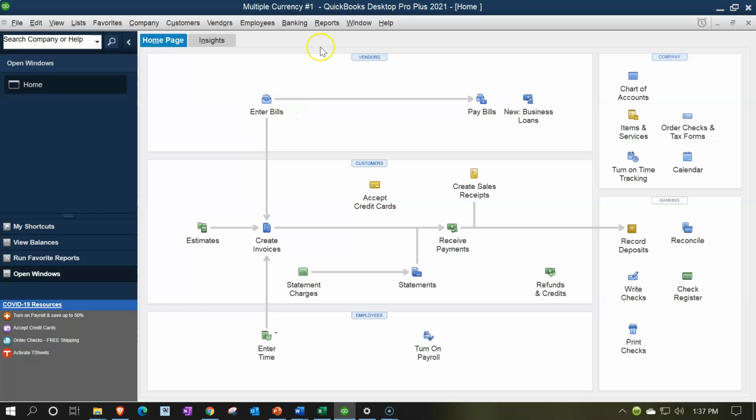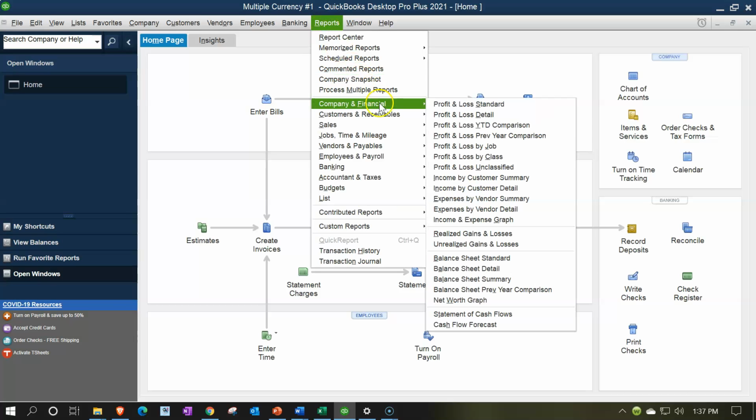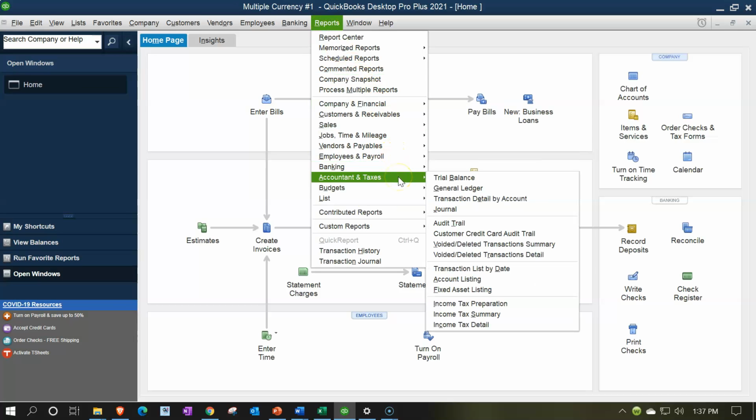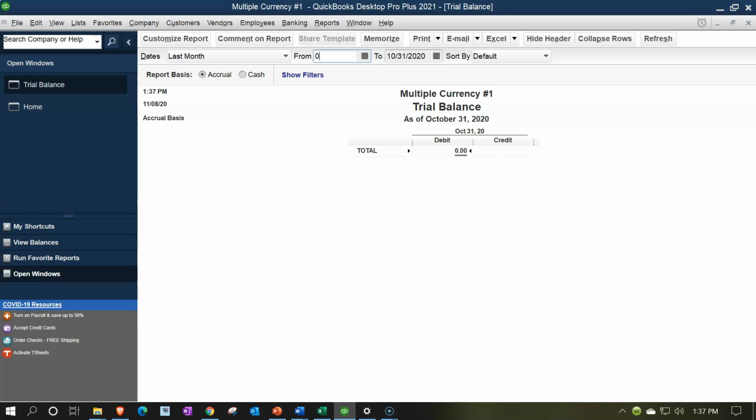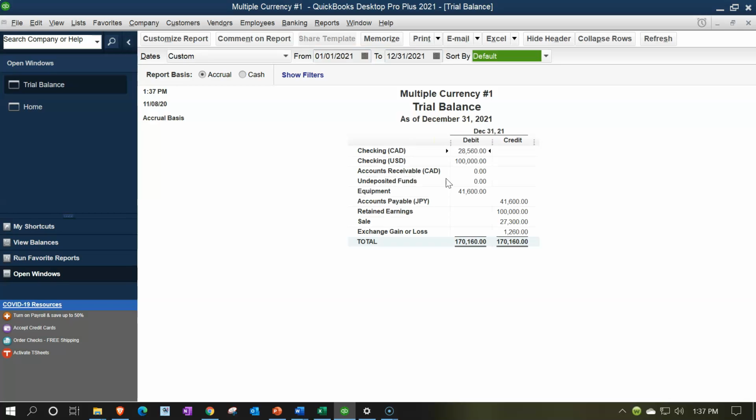So let's take a look at that by going to the reports dropdown, and let's go down to the accounting and taxes and just take a look at this in terms of a trial balance this time. And then we're going to be changing the dates up top from 01/01/21 to 12/31/21. And we then have the accounts payable that was increased by the 41.6, and then the other side was going to the equipment that we put on the books at the 41.6.